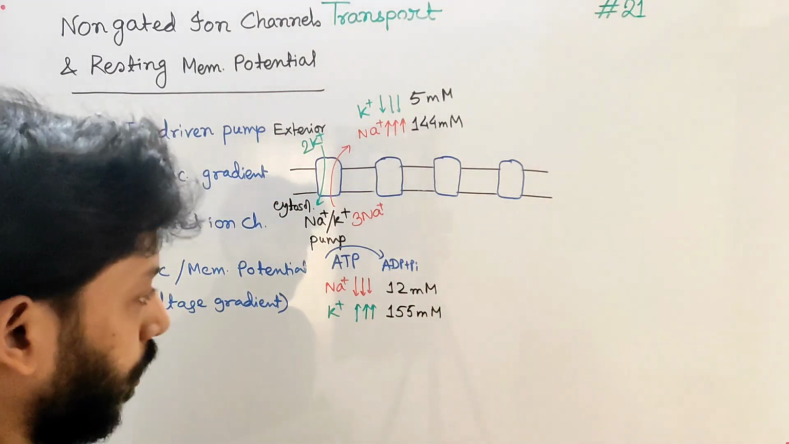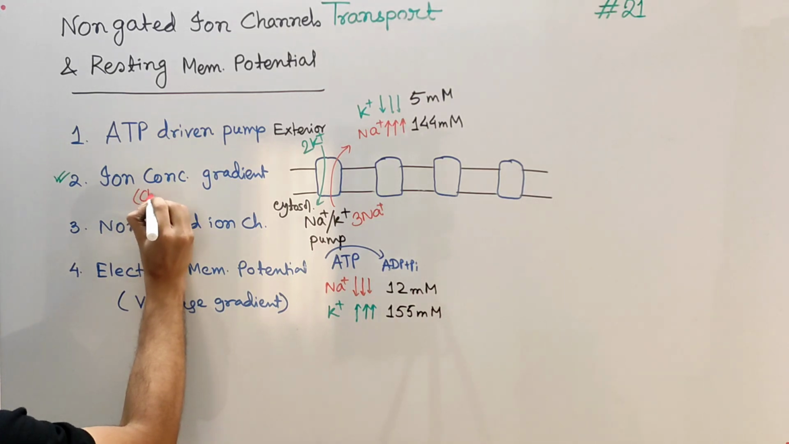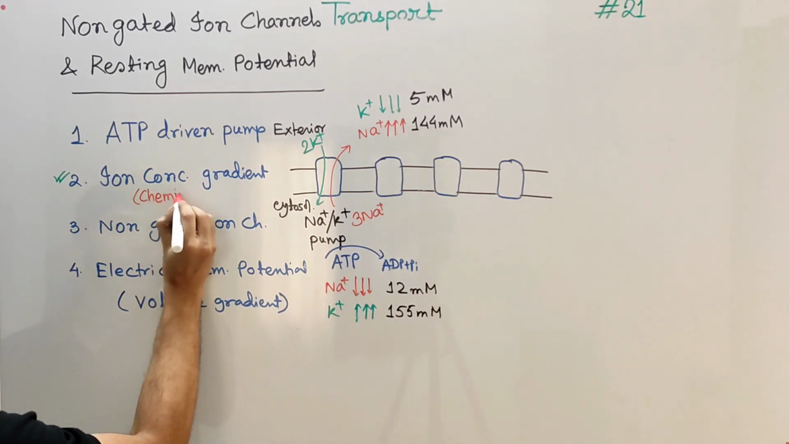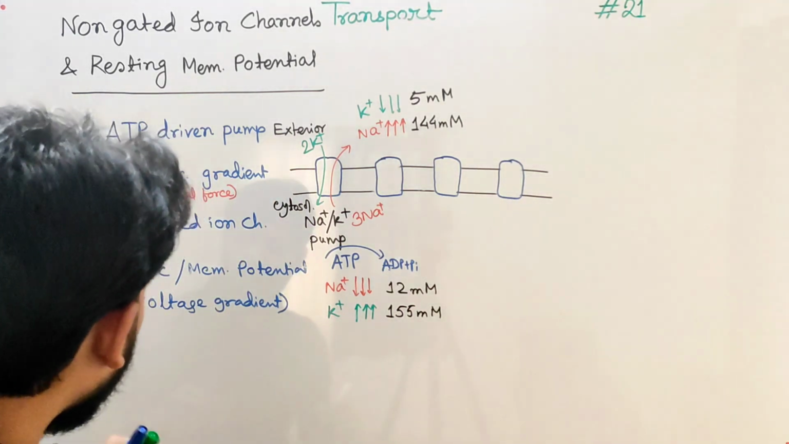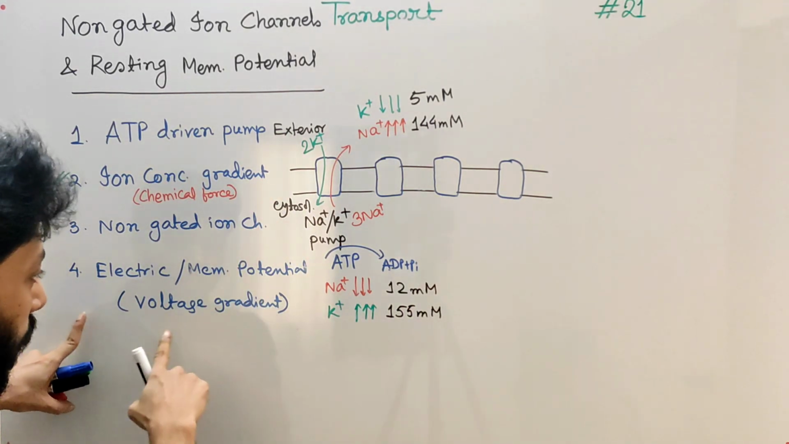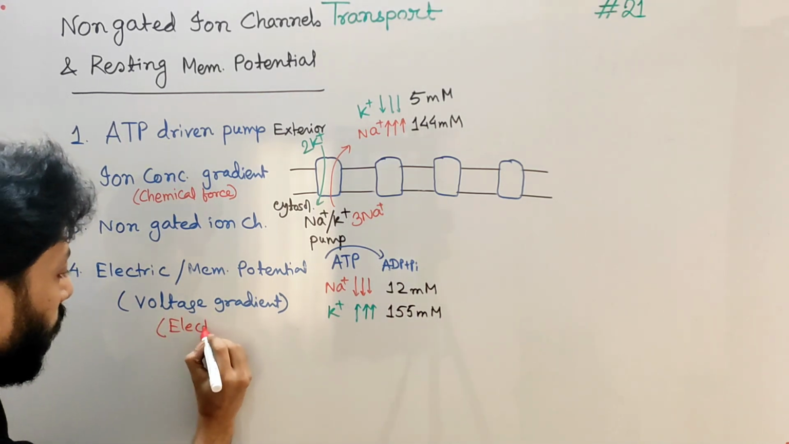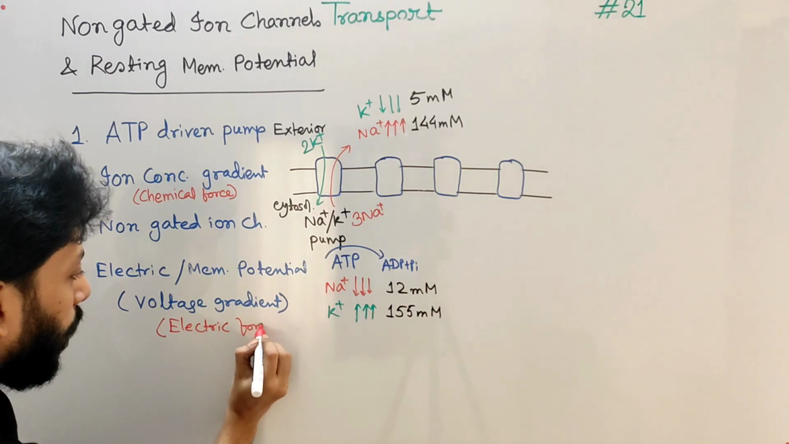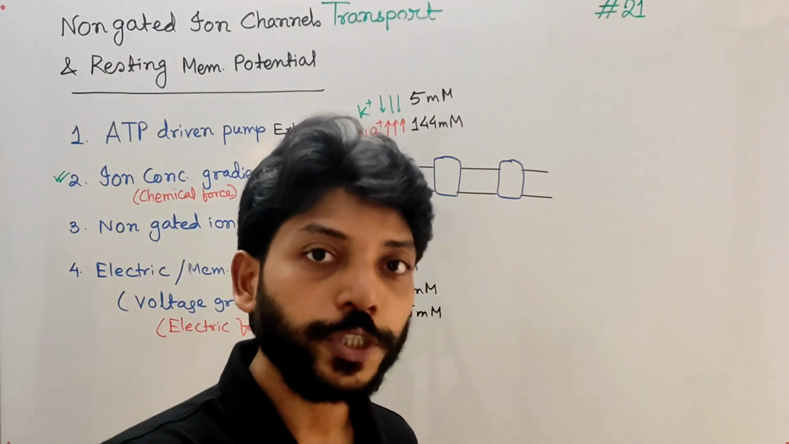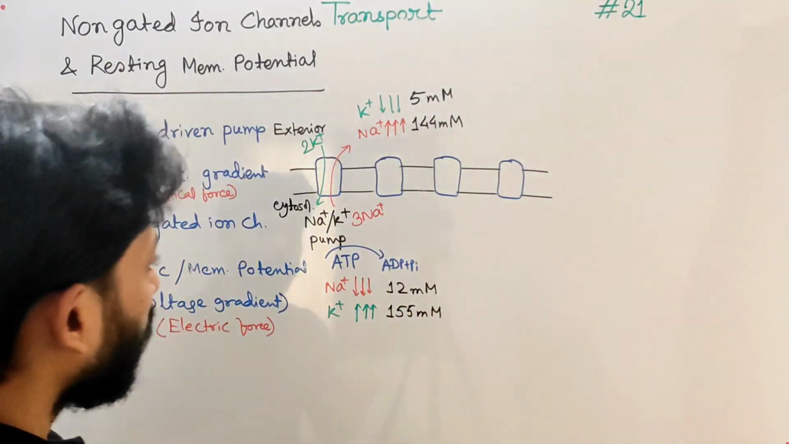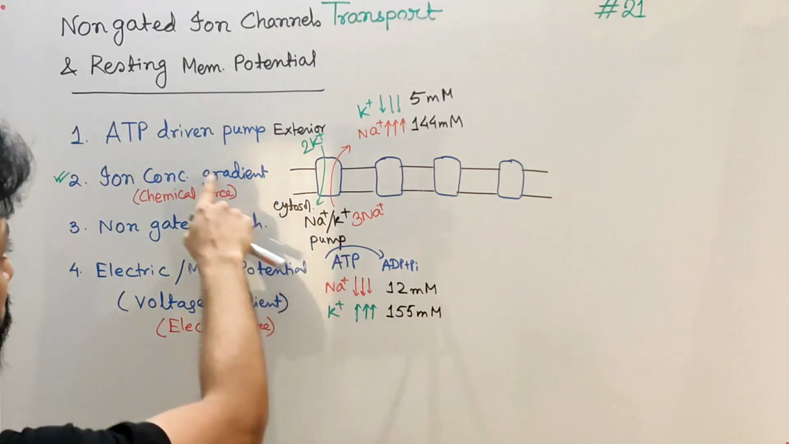Now this is very important to understand the resting membrane potential. This difference is very important. We also call this ion concentration gradient chemical force. Remember the name, chemical force. And this electric or membrane potential, that means the voltage gradient, we call it electric force. Remember these two terms, because these two forces help in the transportation of ions. So see, at first the background is set by this ATP driven pump.